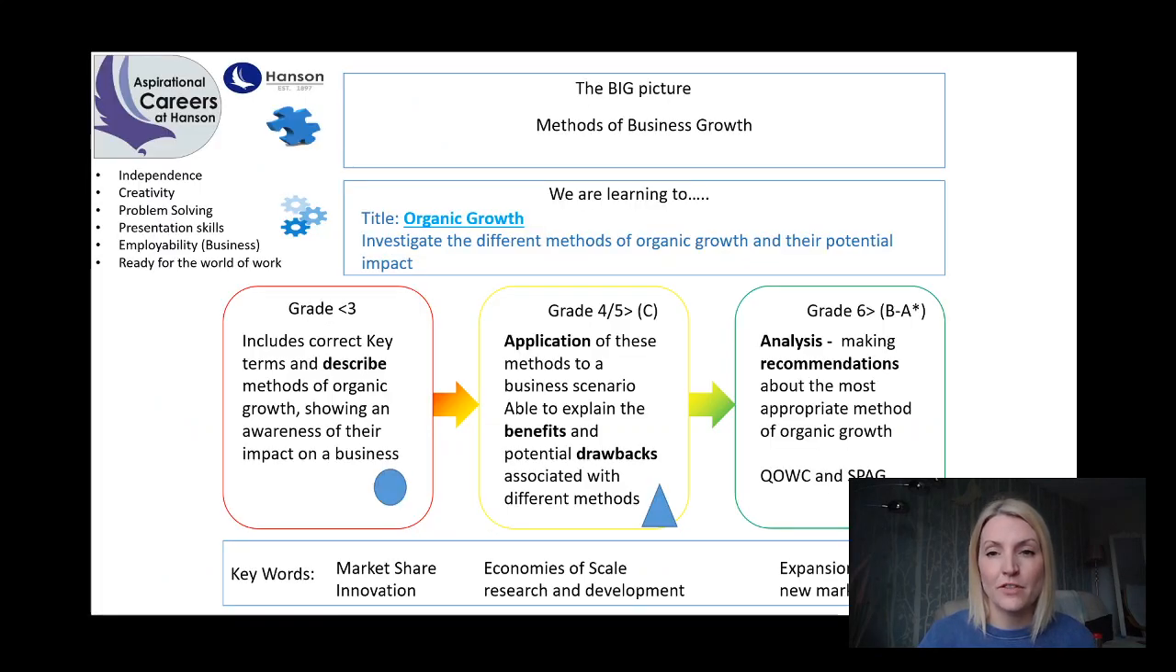So this lesson is about different methods of growth, particularly looking at organic, which is internal. But for grade 3, you need to be able to know the difference between internal and external growth, organic growth and inorganic growth. For grade 4 or 5, you need to apply these to a scenario, which I will go through today. And for grade 6, what you need to do is be able to make recommendations about moving forward, what a business should do, whether it would grow organically or inorganically, looking at the pros and cons of each and making that decision based upon the information given in a scenario.